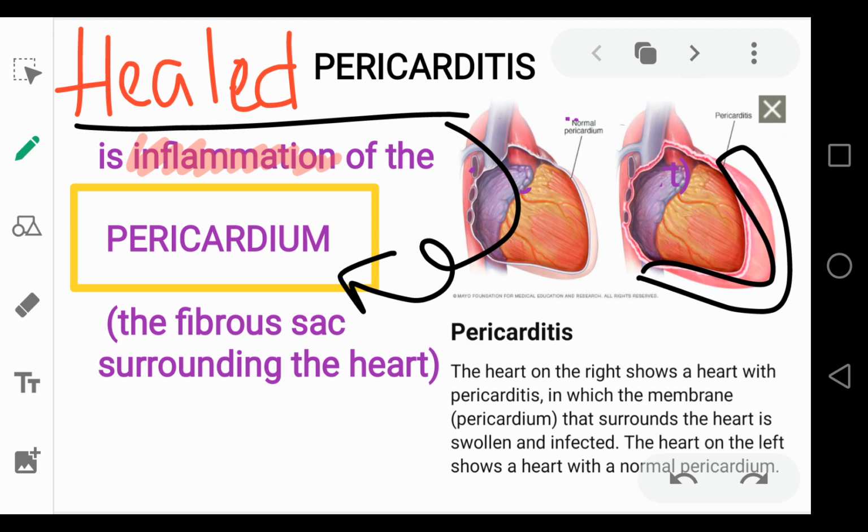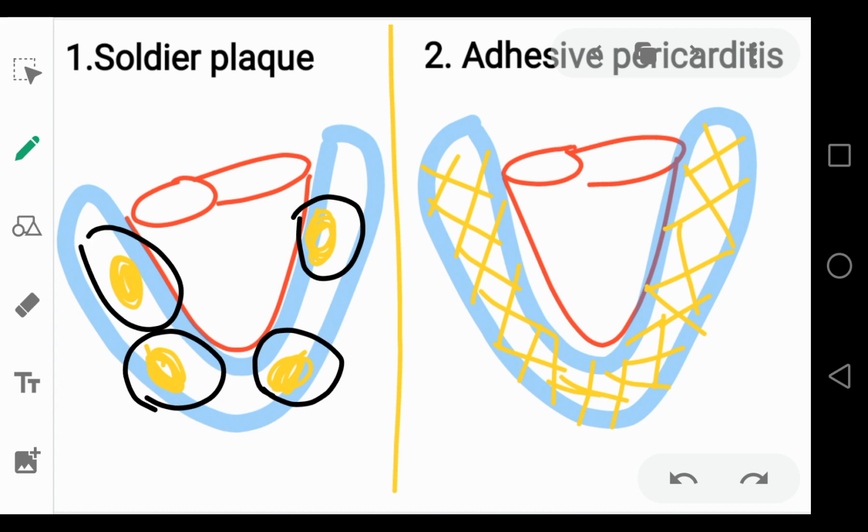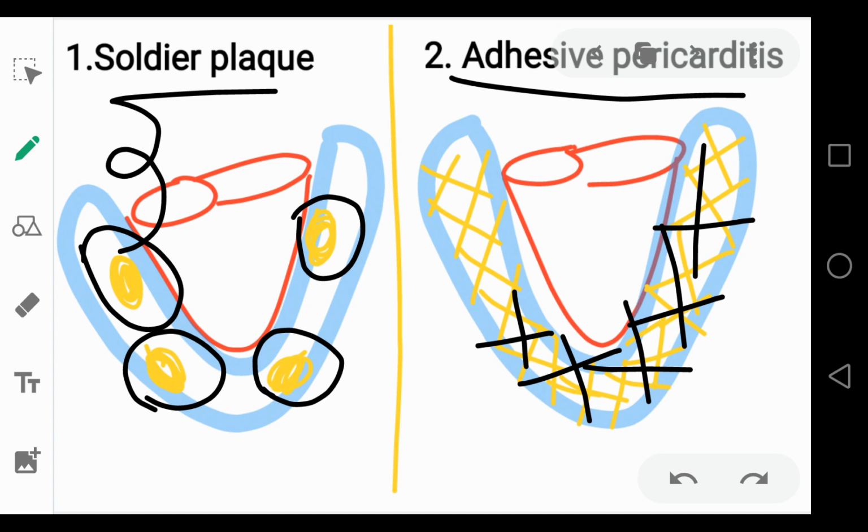The first possibility is that some areas of the pericardium become thick and exist in the form of multiple fibrotic plaques called soldier plaques. So from here comes the name soldier plaque pericarditis. However, there is no functional impairment in the cardiac activity. The second type is called adhesive pericarditis because there is a thin fibrous band obliterating the cavity of the pericardial sac, and the two layers of the pericardial sac also adhere to one another. However, this fibrous tissue is not strong enough to retract the heart or interfere in its activity.